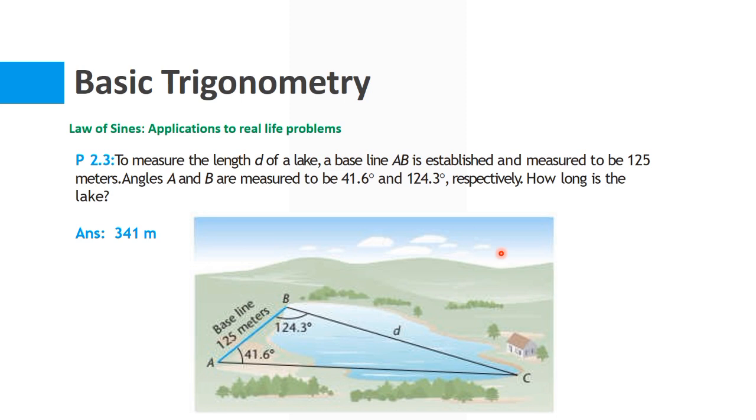So you have to find the length of this lake, and you can do it very easily using the law of sines. You know the length of this side, and you can find this angle by adding all the angles and equating the sum with 180 degrees, because the sum of all the interior angles is 180 degrees. Then, taking the ratio of the sine of this angle with this side, and the ratio of the sine of this angle with this side, you can find the length of the lake, which comes out to be 341 meters.